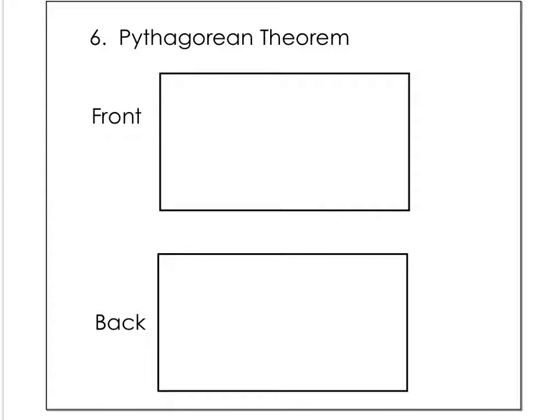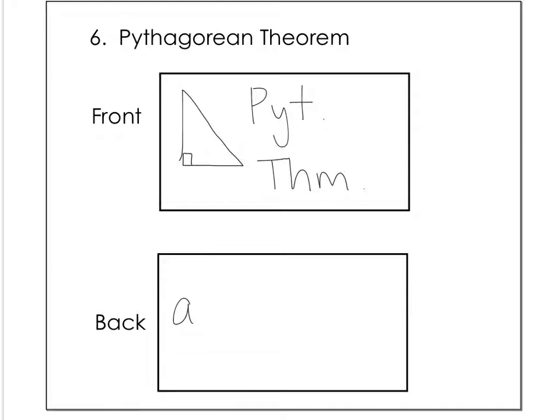Pythagorean theorem is a theorem that we will use quite often within the geometry unit. It goes with a triangle, and specifically a 90-degree triangle, so I could form 90 degrees there in the corner. I won't be able to fit the whole word on the front, so I'll shorten it. The Pythagorean theorem is the formula a squared plus b squared equals c squared.